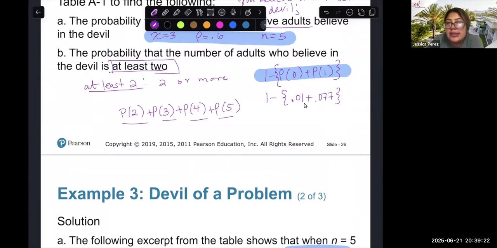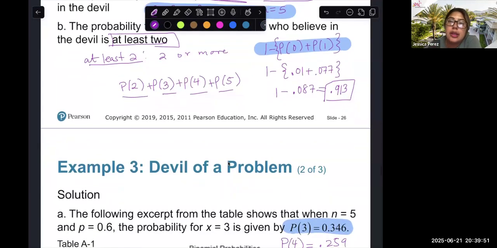So if I add these numbers, 0.01 plus 0.077, I'm going to do 1 minus 0.087. Using my calculator, 1 minus 0.087 gives me 0.913. That means that the probability that the number of adults who believe in the devil is at least 2 is 0.913.